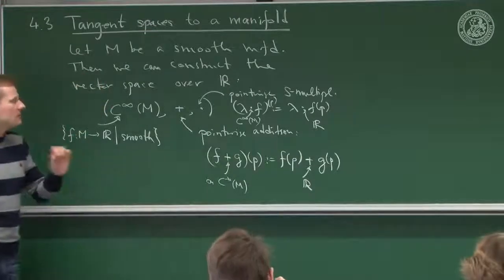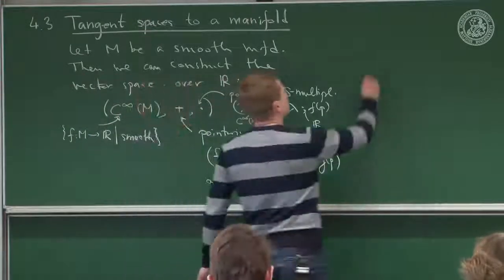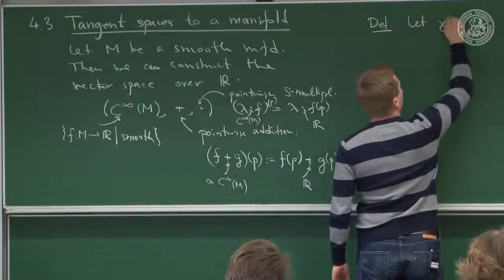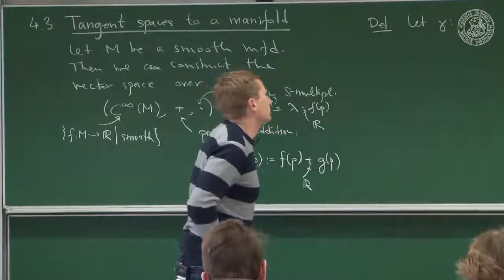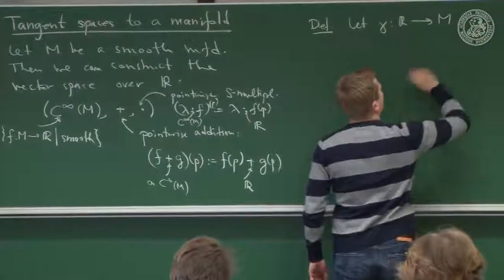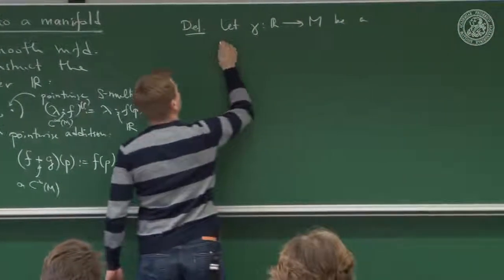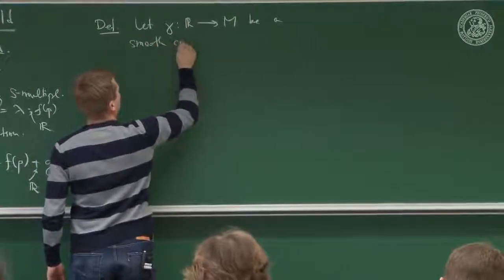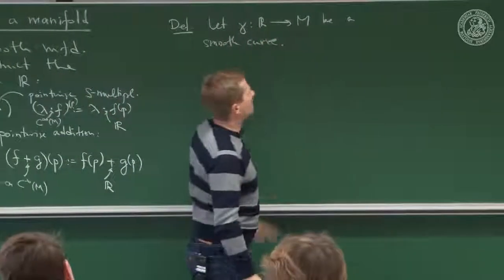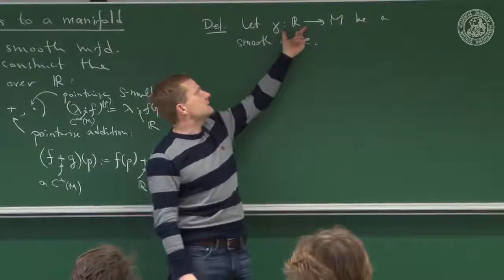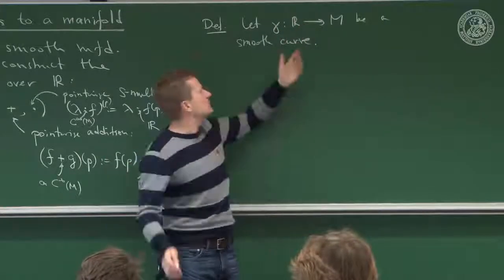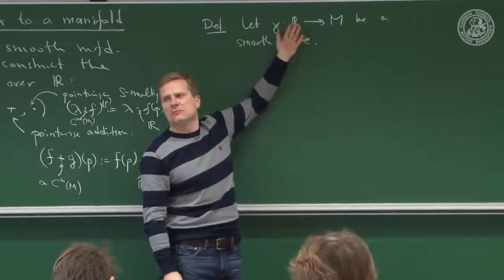Now, the central concept we're going to define is the following. Definition. Let gamma from, let's say, the whole real line into the manifold be a smooth curve. I write from the whole range R into M because I don't want to bother about what exact range, whether it's an open interval. You can always reparameterize and change that. It's just convenient to not have to bother about this.